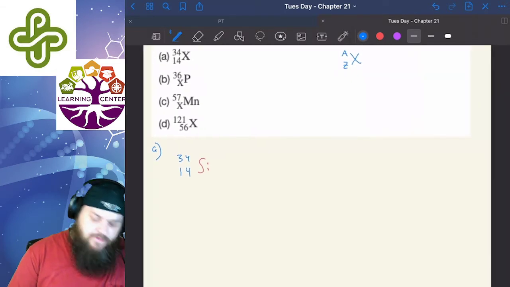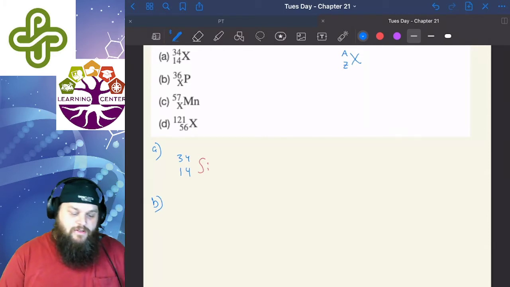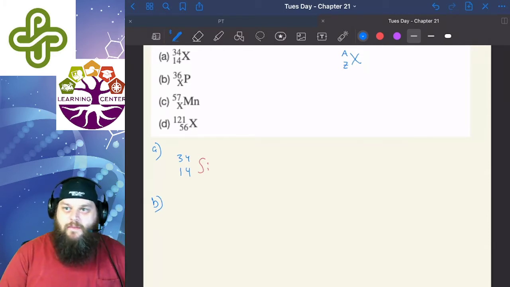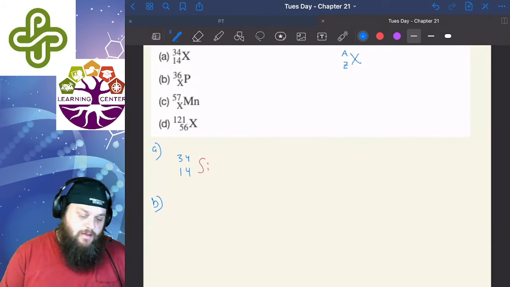Most of these are pretty straightforward once you get the hang of it. It's just figuring out what's what and making sure that you know what's going on, because going forward we're going to use these numbers in a lot of different ways when we talk about decay.